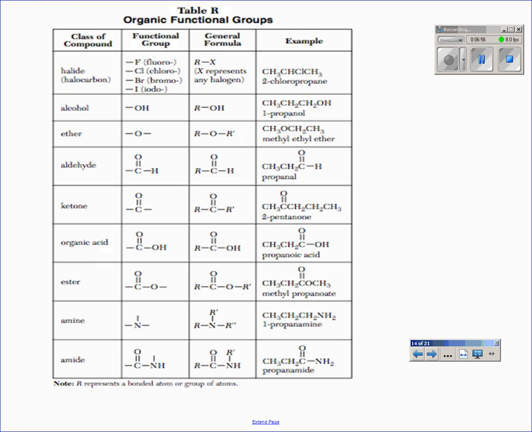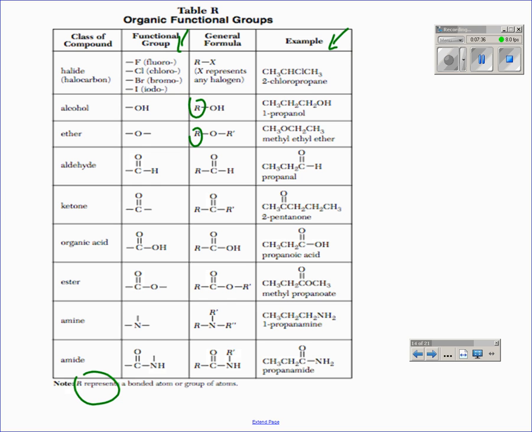Okay, now organic functional groups. So this is Table R, and these are functional groups. They're sometimes like side chains. They help identify the compound, and if you have different functional groups, you are going to have different chemical and physical properties. Now, this chart is very important to you. If you look at this example, it will tell you how to name any compound that includes one of these functional groups. This R right here, if you read down here, just represents a carbon chain.